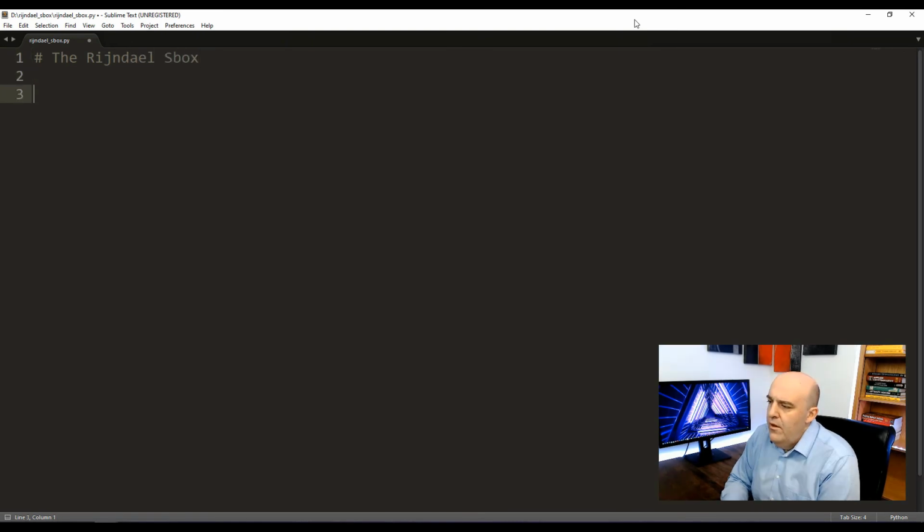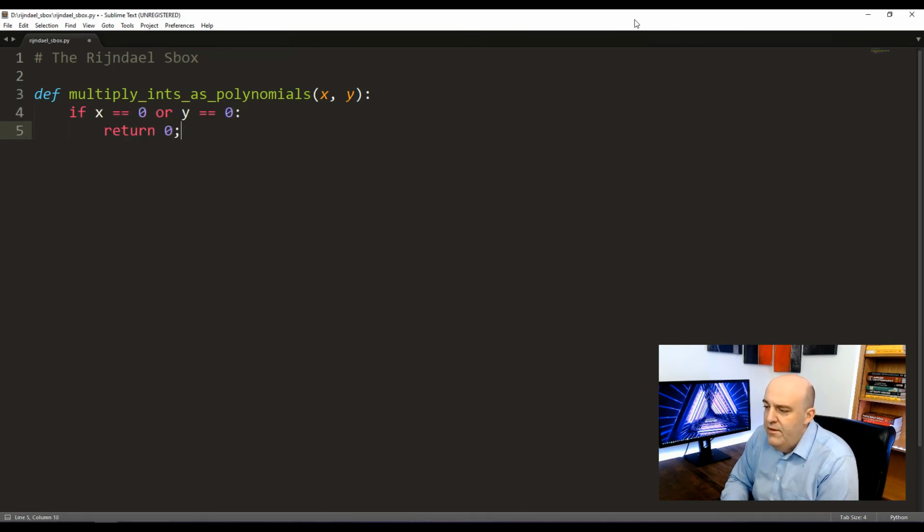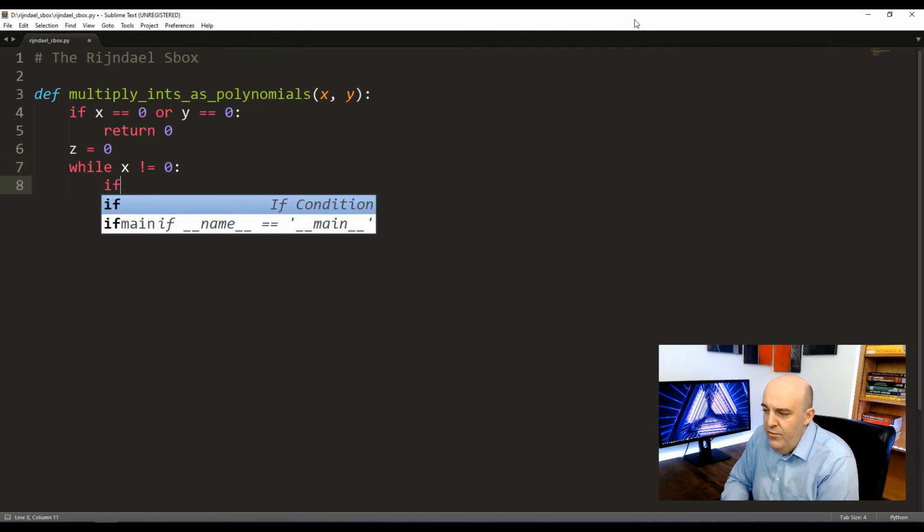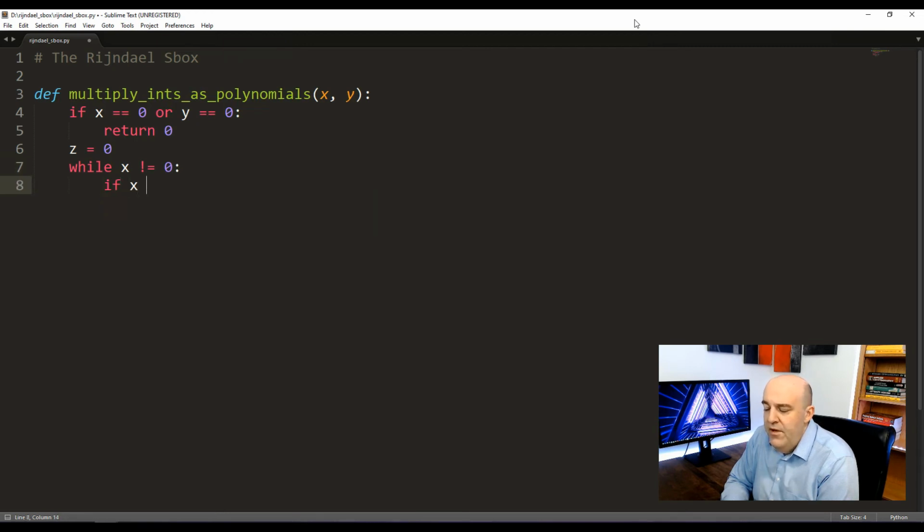Let's start to write out the code to implement the Rijndael S-Box. All right, the first function we have to write is multiply ints as polynomials, which takes 2 integers x and y as inputs. If x or y is 0, we just return 0. That's the trivial case. So when x is non-zero, we'll define a running sum, z, to be 0. And then we cycle through the bits of x. The way we do that is, while x is non-zero, we access the least significant bit, x and 1, do whatever we need to do, and then we shift the bits of x to the right by 1 at the end of the loop, and we keep going like that until x is 0.